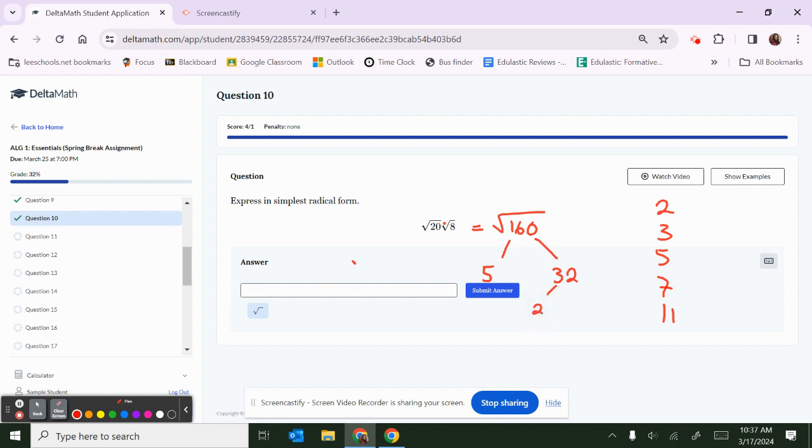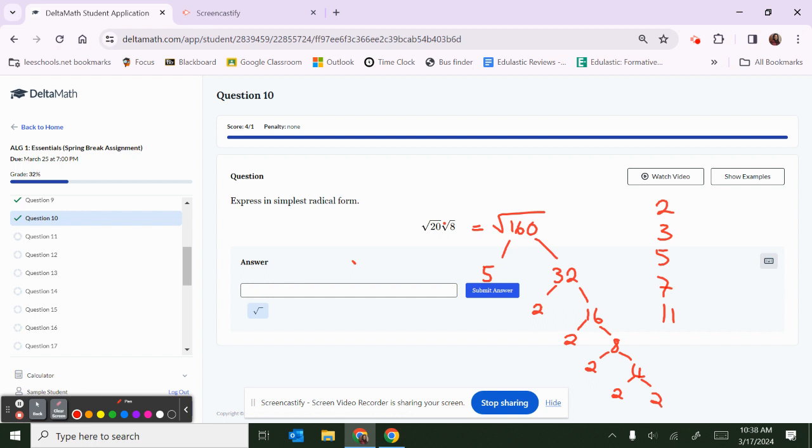And 32 divided by 2 is 16. Can I divide 16 by 11? No. 5? No. 7? No. 3? No. 2? Yes. And I get 8. And then again, I can divide 8 by 2. I get 4. Divide 4 by 2. And I get 2. All right. And again, all these are prime numbers.